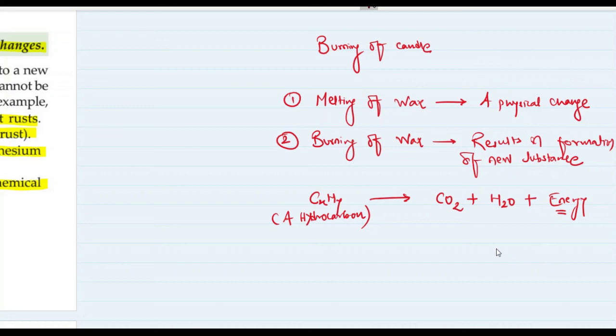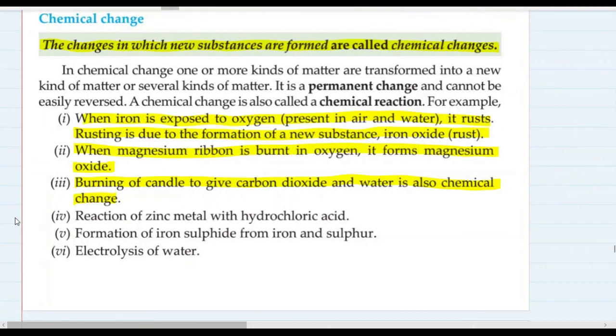So new substances are formed. That's visible over here, right? And that's why burning of wax is a chemical change. So if you ask what is burning of candle, I would say it is both a physical change and a chemical change, since melting of wax is physical but burning of wax is a chemical change. That's why burning of candle is both physical as well as chemical change.